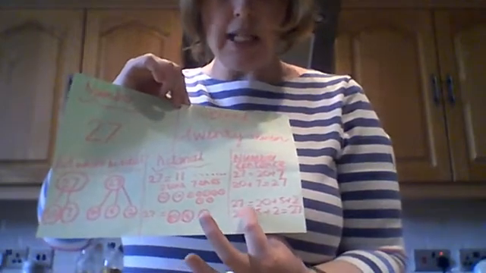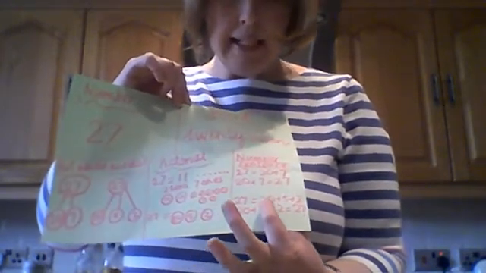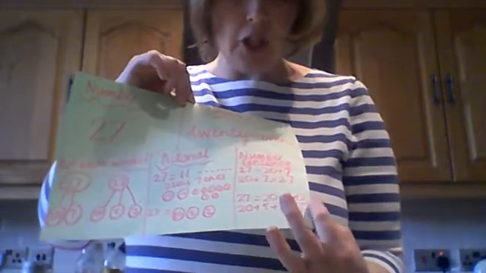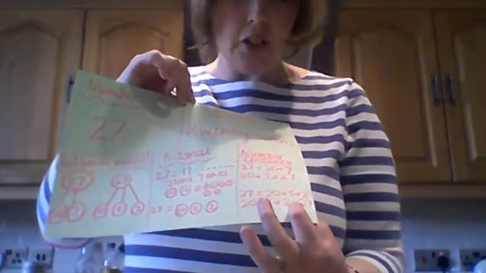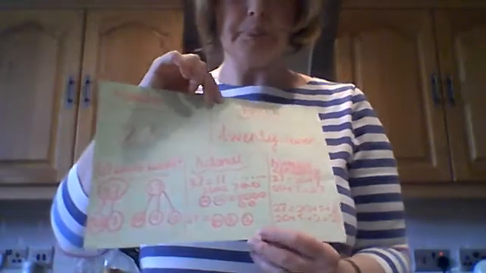But I've also wrote it this way, look. 27 equals 20 add 5 add 2. 20 add 5 add 2 equals 27.